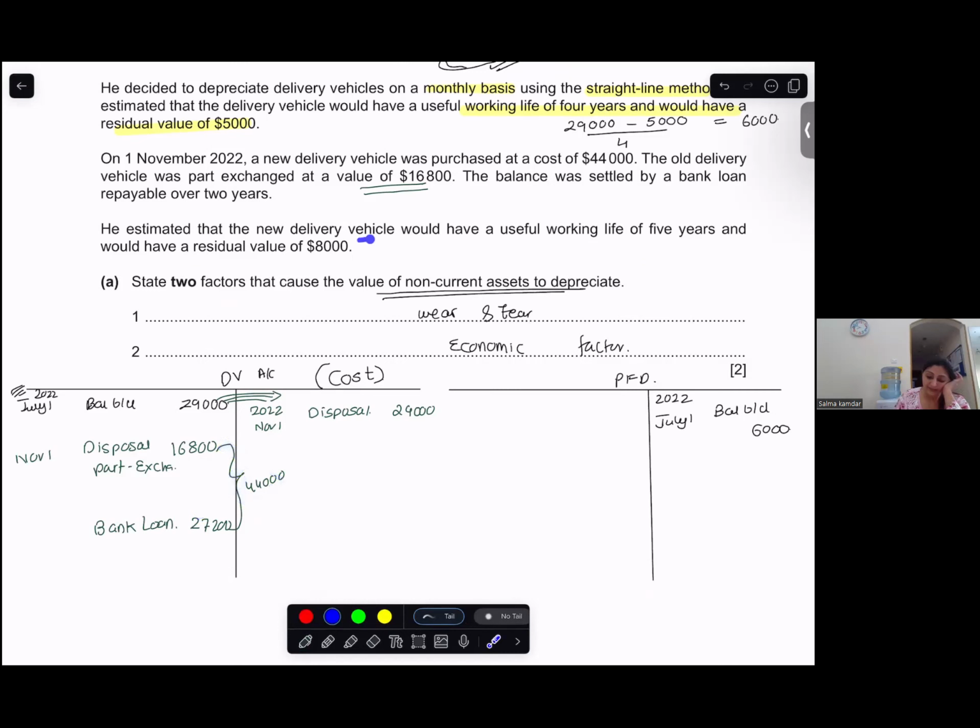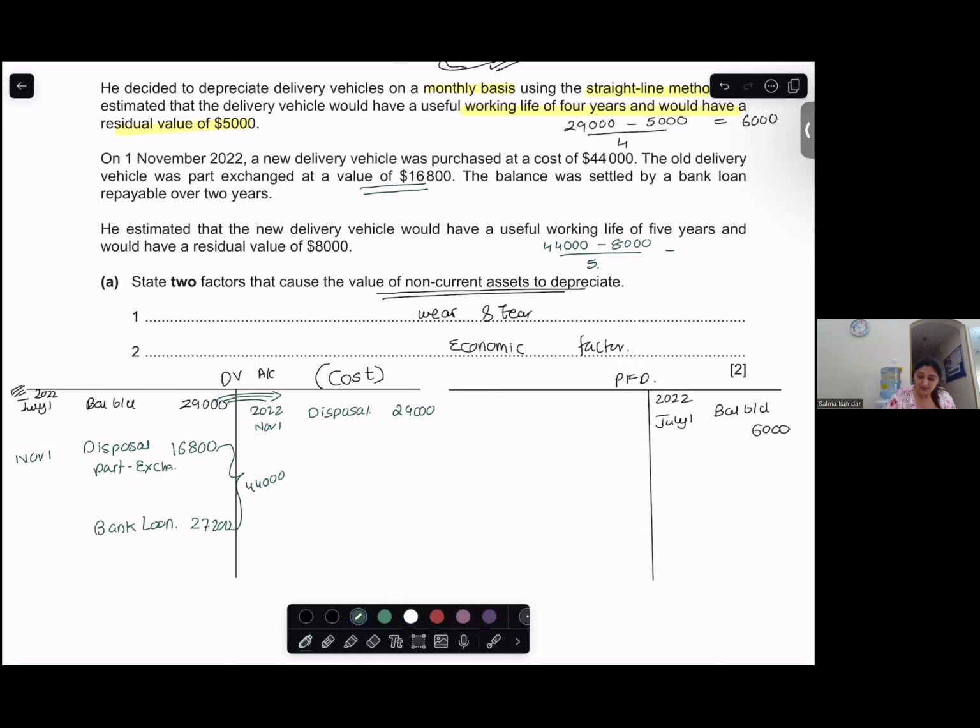He estimated that the new delivery vehicle would have a useful life of 5 years and residual value of 8,000. Can you tell me the depreciation of the new motor vehicle? New motor vehicle is for how much? 44,000. Useful life of 5 years, residual value of 8,000. So depreciation per year? 7,200. Depreciation per year is 7,200.